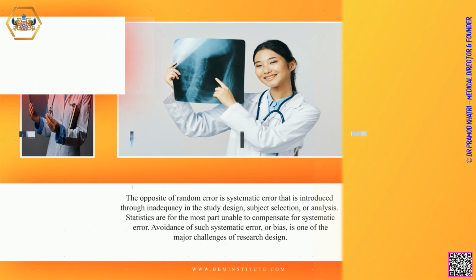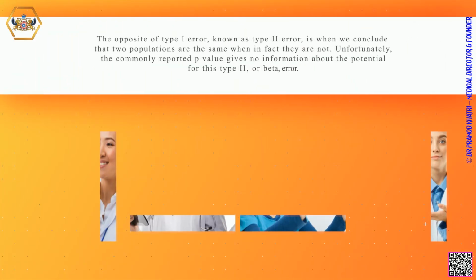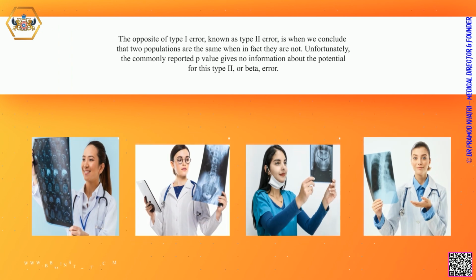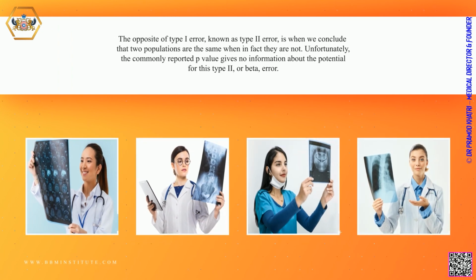The opposite of type I error, known as type II error, is when we conclude that two populations are the same when in fact they are not. Unfortunately, the commonly reported p-value gives no information about the potential for this type II, or beta, error.